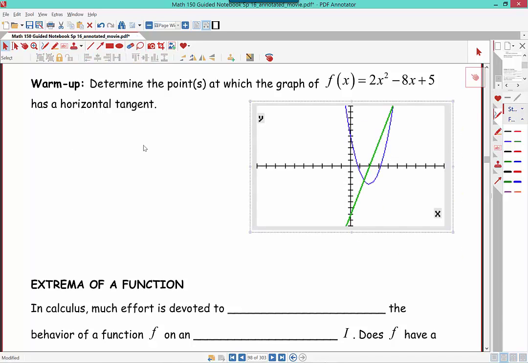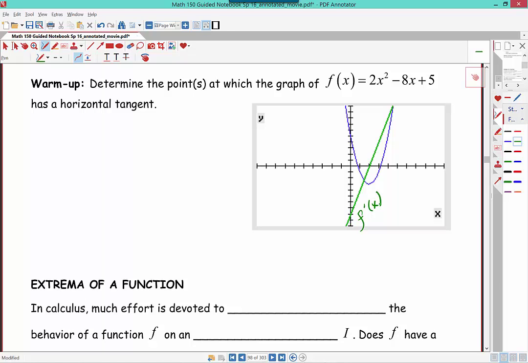Now, what does it mean to have a horizontal tangent? It means that the slope of the graph will be zero at that point. So if you recall, this green graph here is f prime of x, and we'll find out what that equals. And the blue graph is our f of x, which is the 2x squared minus 8x plus 5. So let's go ahead and find out what exactly this derivative function is.